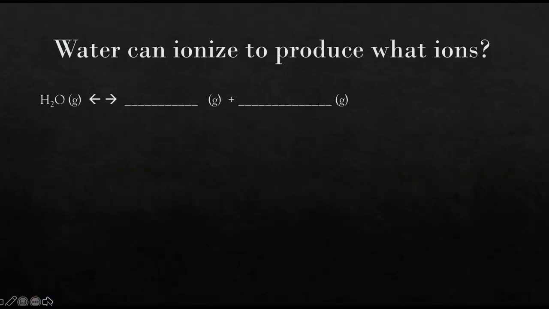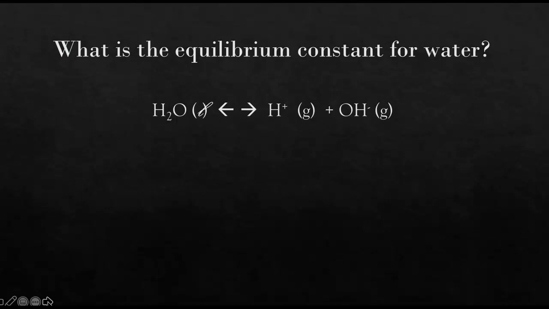And then, of course, as we're thinking about water, we remember that water can dissociate to form what ions? So hopefully you're thinking hydrogen ions and hydroxide ions. Remember those hydrogen ions combine with water to form hydronium ions. And when we're measuring pH, that's really what we're measuring.